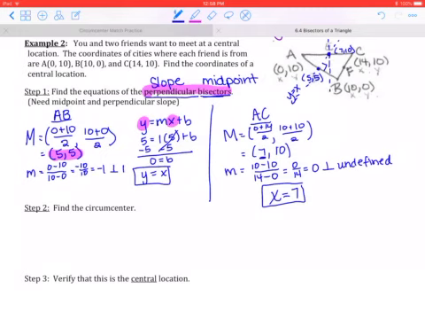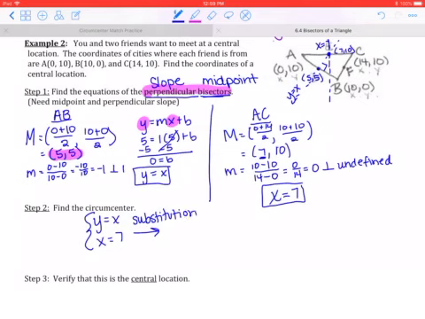So that's this vertical line that goes through that midpoint. So to find the circumcenter, what we do is we take the two equations that we find. So here are my two equations. I have y equals x and x equals 7. So this is a system, and the way I can solve this system is through a process called substitution.